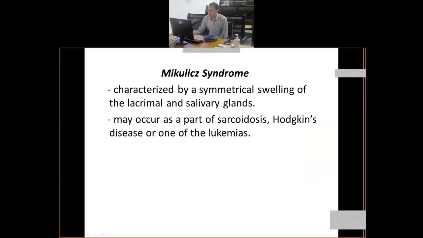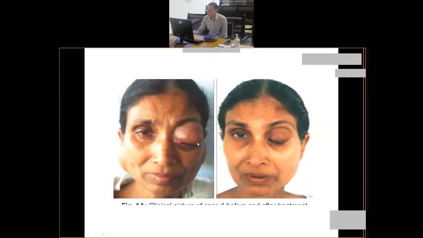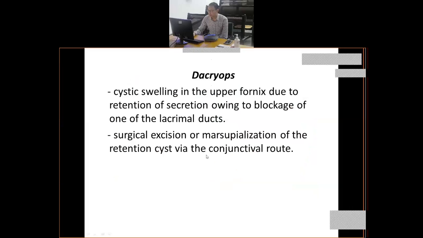Next, Mikulicz syndrome. It is characterized by symmetrical swelling of the lacrimal gland and salivary gland. It may occur as a part of sarcoidosis, Hodgkin lymphoma, and one of the leukemias. You can see in this picture there is swelling in the lacrimal gland as well as parotid gland. It's a case of Mikulicz syndrome.